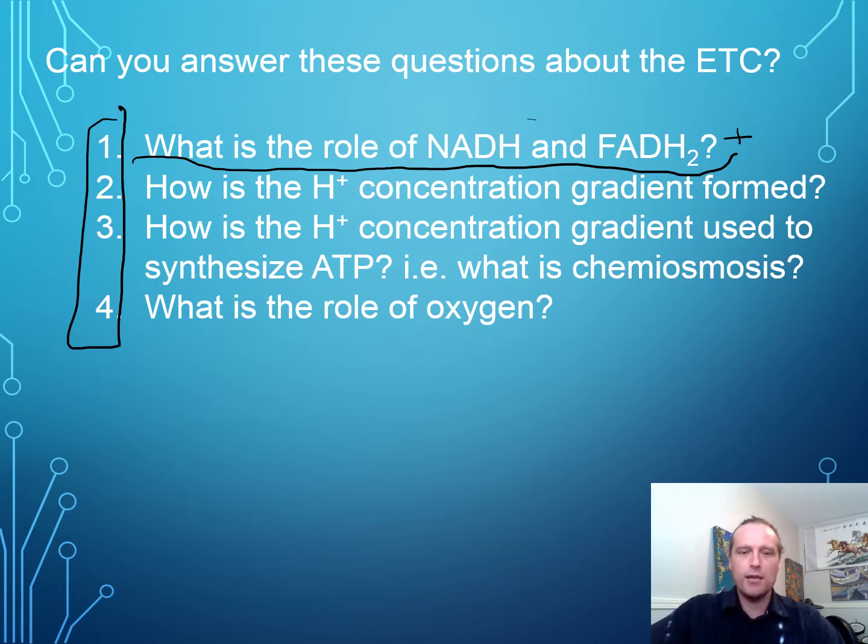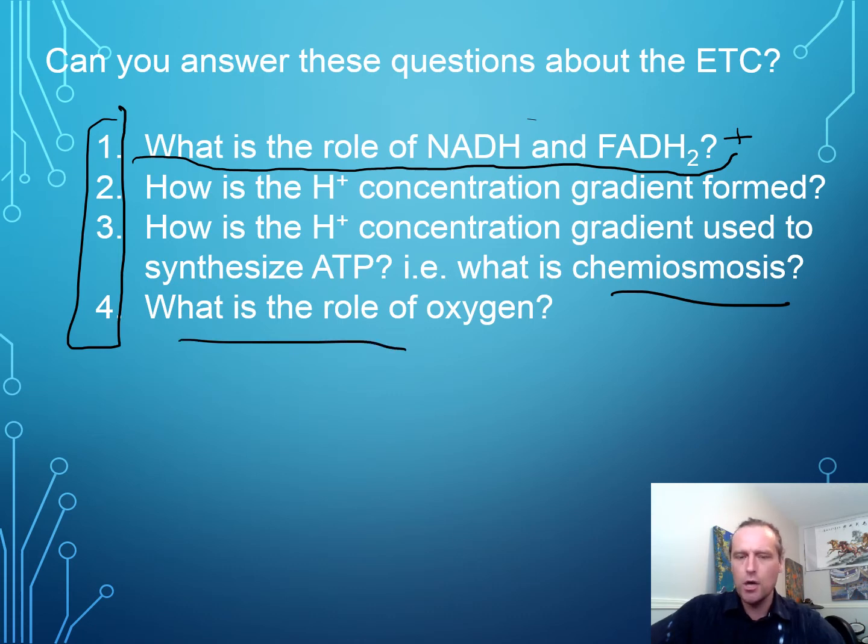Number 3, how is the H plus concentration gradient used? To synthesize ATP, by chemiosmosis. Essentially, those H pluses diffuse from the intermembrane space into the matrix. That diffusion is used to power ATP synthase, which makes ATP.